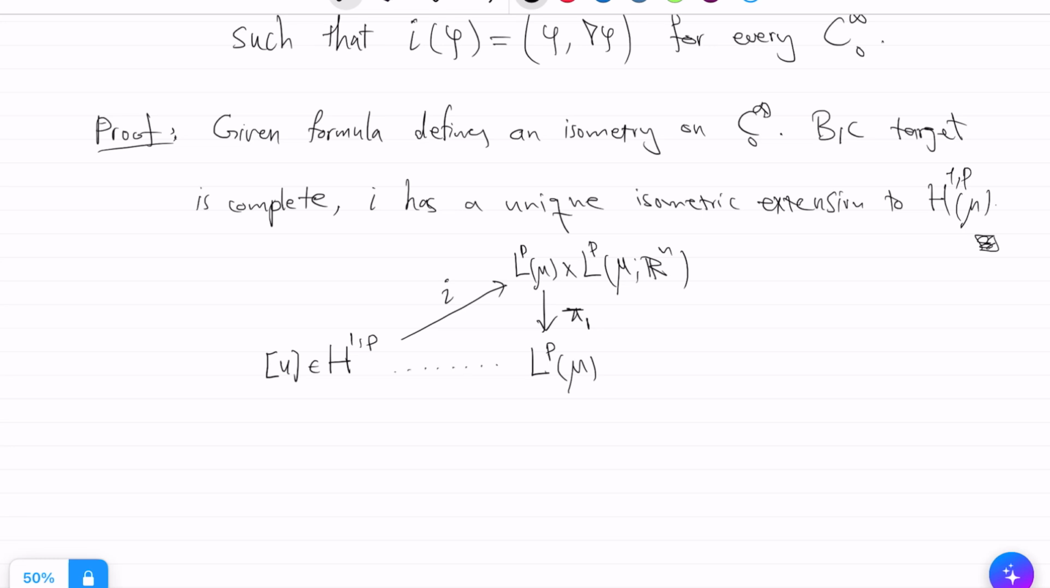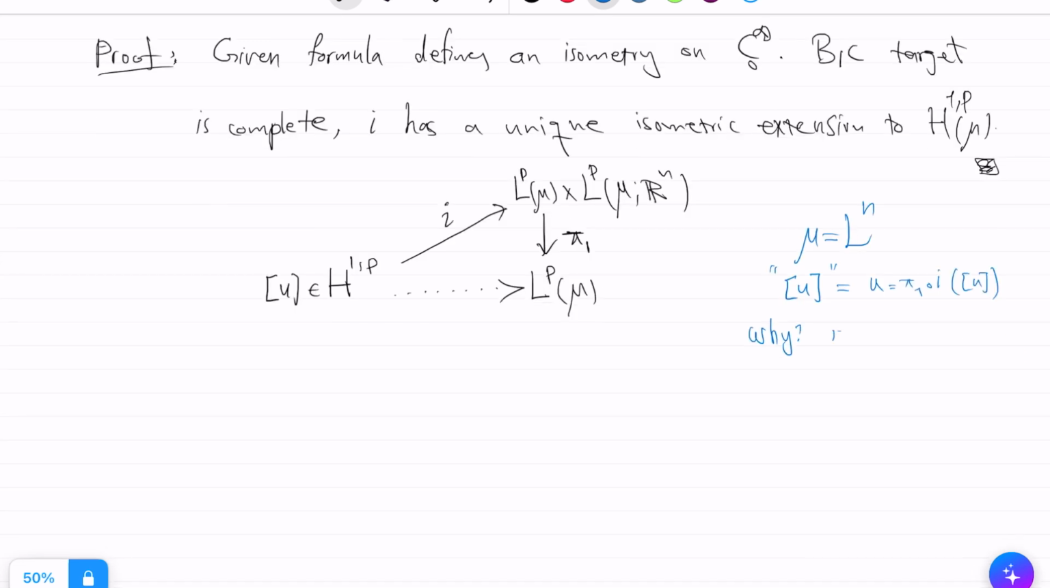So in the classical theory, where this is Rn, we just identify this with this, where this is pi 1 composed with I applying to this u. Now, why is this justified in the classical theory? Because pi 1 in that theory composed with I is injective. Of course, pi 1 is not an injective function. What I'm saying is pi 1 is injective on the image of I.